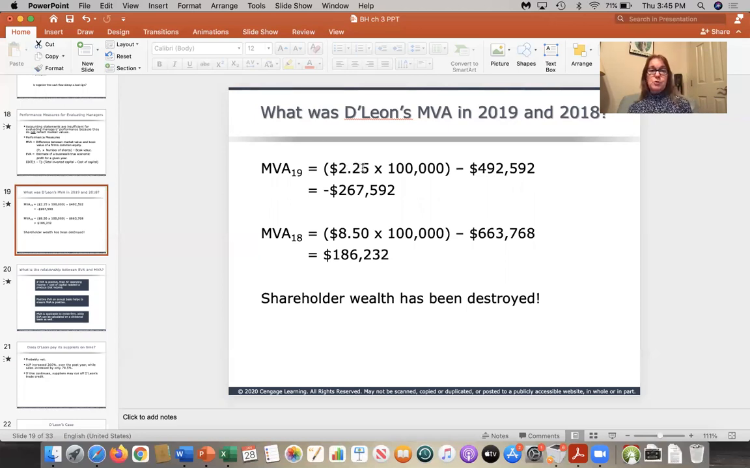Now the stock price is only 2.25. So you take the 2.25 times 100,000 minus the book value of the equity, and you get negative 267. So this is a metric that takes into account the current price of the stock. So all this shareholder wealth has been destroyed. Basically $400,000 in shareholder wealth has been destroyed, roughly, because it went from up 186 to down 267. Or, in millions, it's 400 million.